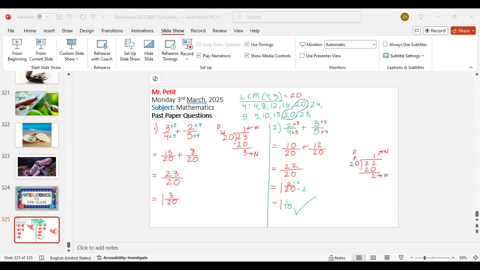So I only see Legacy and Maya. So the rest of you. Mr. Petit, if they give us something like 3 over 4 plus 1 over 4, do we simplify it then? IXL doesn't work like that. Whether you had it simplified or not, it will still give you the answer.